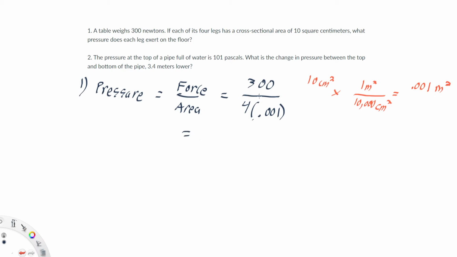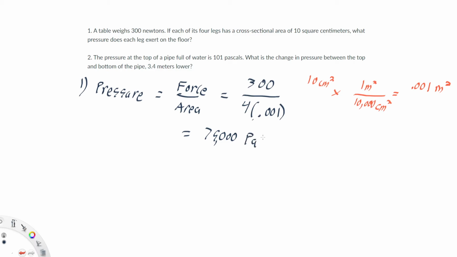Okay, so 300 divided by 4 is going to be like, what, 70, 75-ish? And then divided by 1,000th is the same as multiplied by 1,000. So this is going to be something like 75,000 pascals.